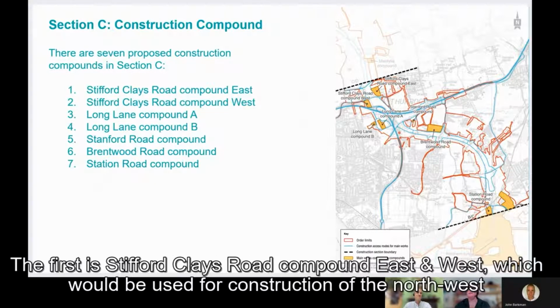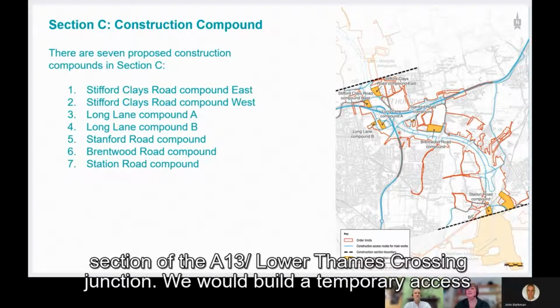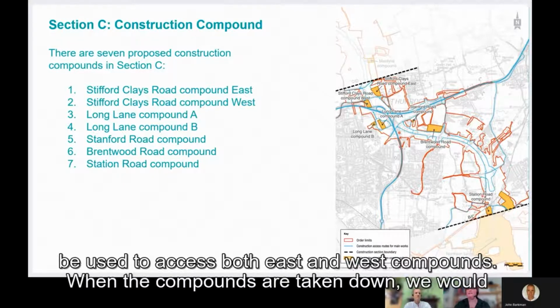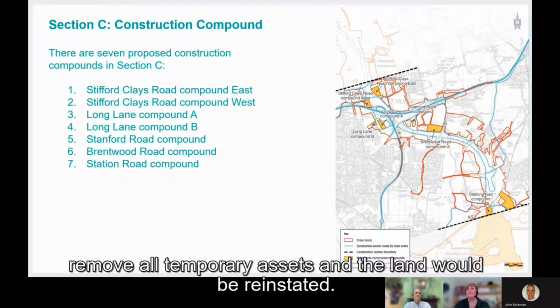The first is Stifford's Clay Road compounds east and west. These would be used for construction north of the northwest section of the A13 Lower Thames Crossing junction. We would build a temporary access haul route from the west compound from Medebridge Road. Before then, Stifford's Clay Road would be used to access both east and west compounds. When the compounds are taken down, we would remove all temporary assets and the land would be reinstated.